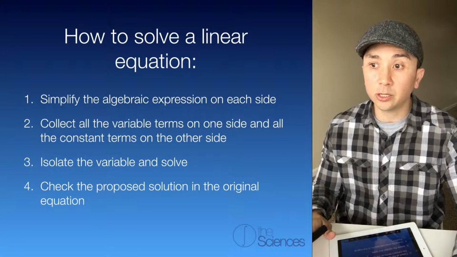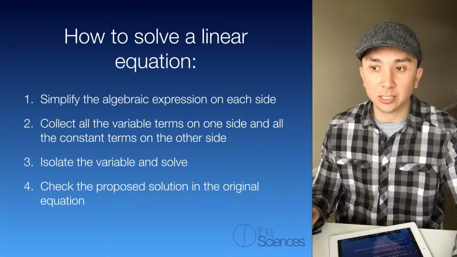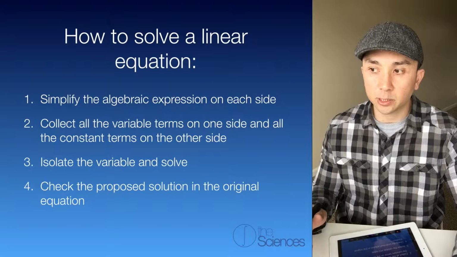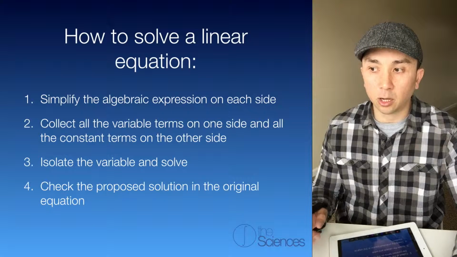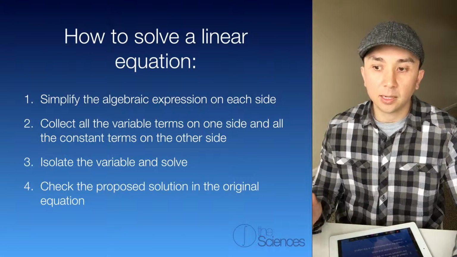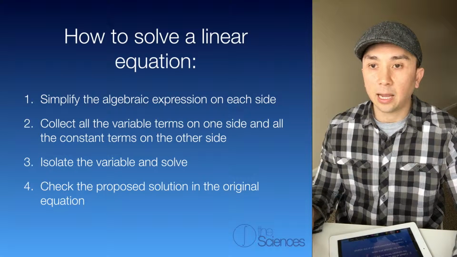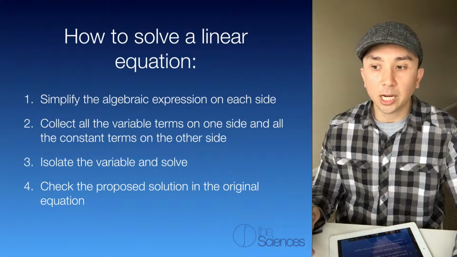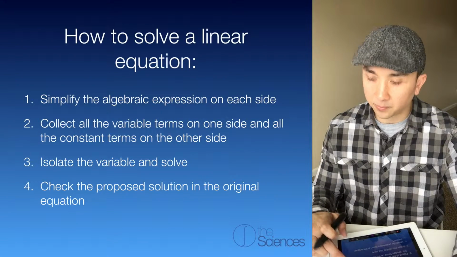So here's how you solve a linear equation. The first thing you're going to do is simplify the algebraic expression on each side. Then you're going to collect all the variable terms on one side and all the constant terms on the other side. Next, you're going to isolate the variable and solve. And then lastly, you can check the proposed solution in the original equation.